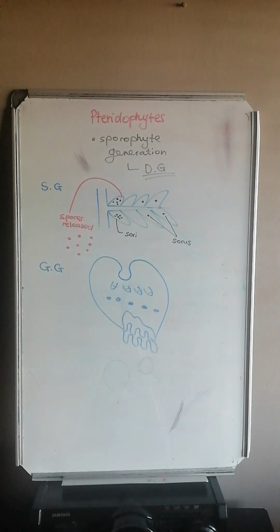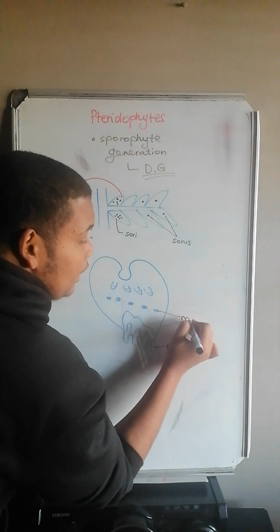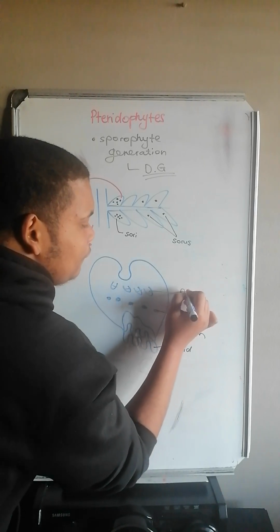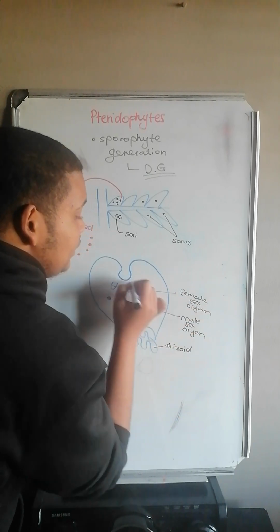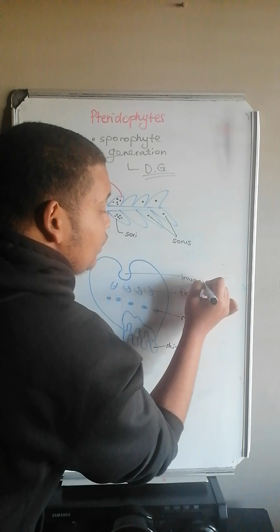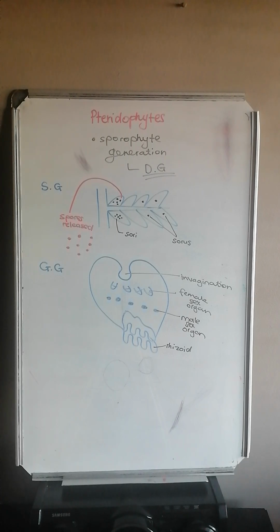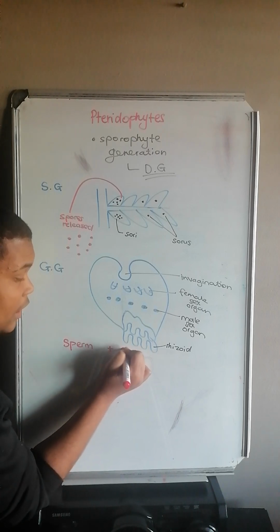A heart-shaped prothallus develops, and this heart-shaped prothallus has rhizoids here at the bottom. It has what we call our male sex organs, or your antheridia, and then it also has female sex organs known as the archegonia, and then it has an invagination. Now what happens here is the male sex organ will give us sperm, and our female sex organ will give us ovum.